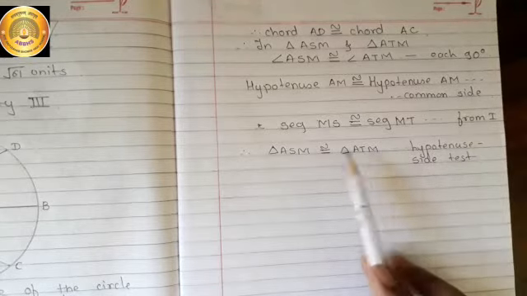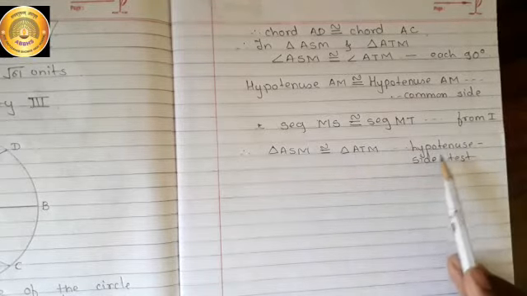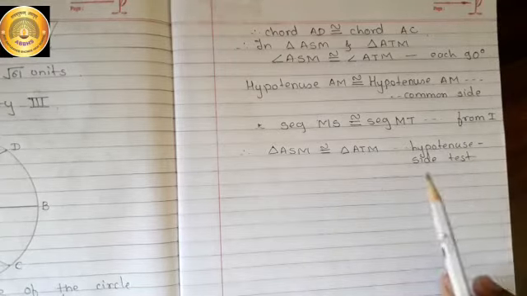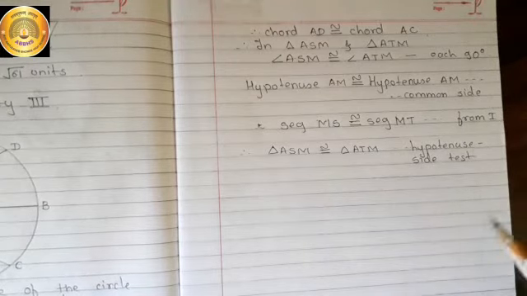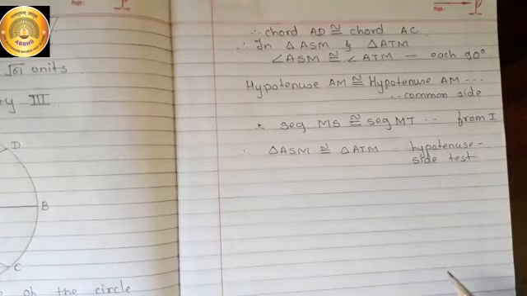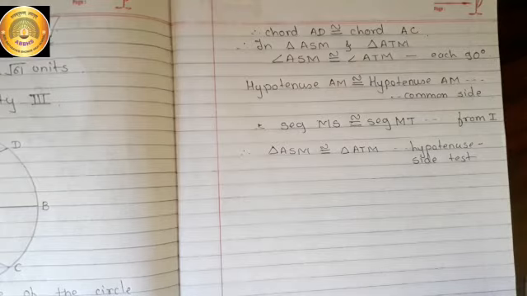So both the triangles are congruent by the hypotenuse side test. So out of the 5 tests, the hypotenuse side test is applicable. So see students, you will do both these activities in your notebook. Thank you.